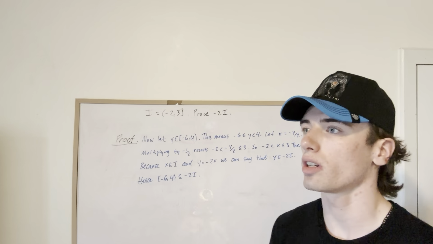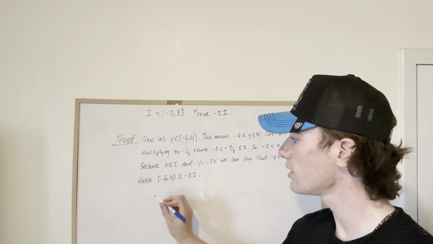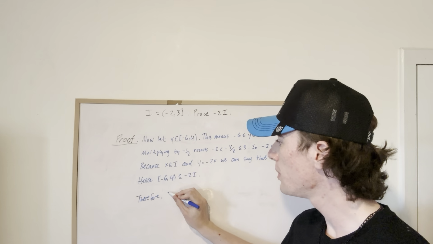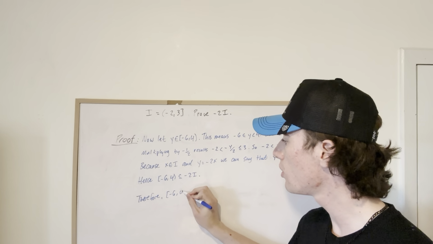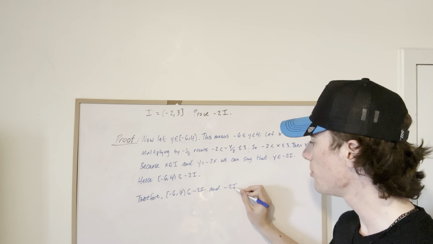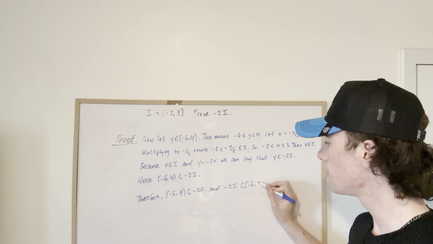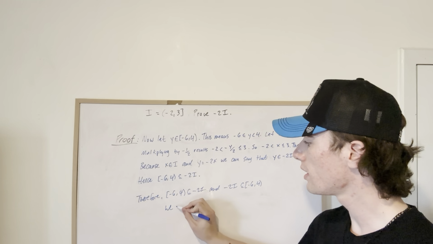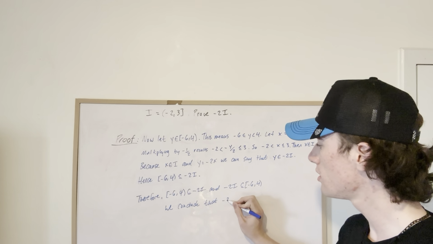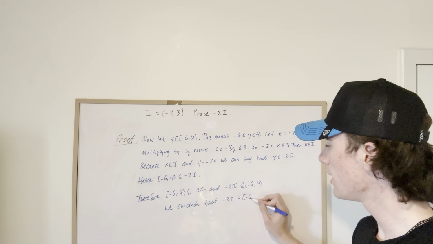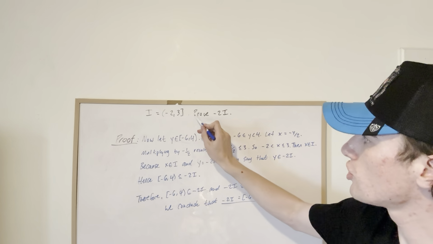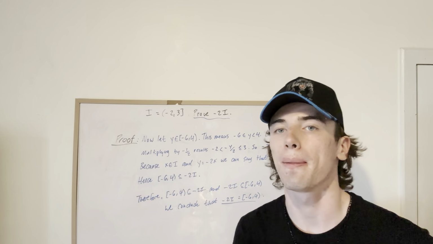And then we're just going to make a little conclusion here from the first and the second part. I'm going to say, therefore, because we have [-6, 4] being a subset of -2I, and -2I being a subset of [-6, 4], we conclude that they're equal, that -2I is equal to [-6, 4], right? And this is what we're trying to prove, because if we go back to the top, we're trying to find the answer to -2I. So that's it.